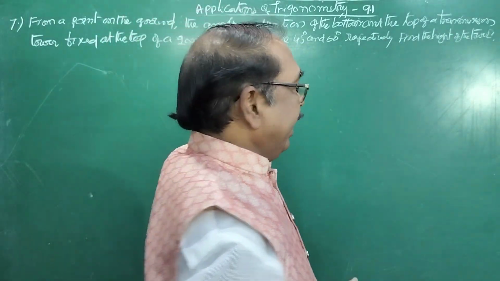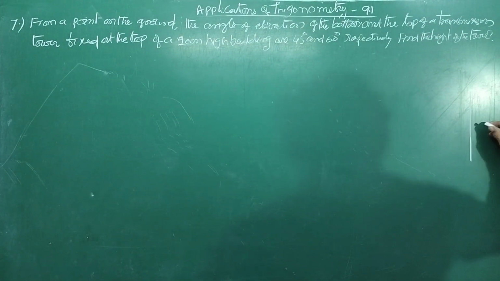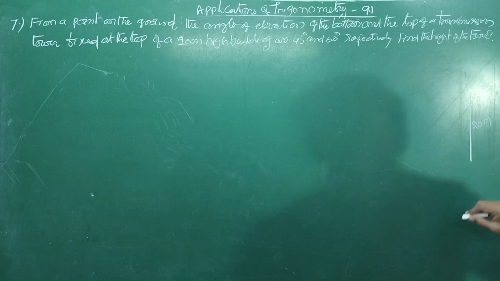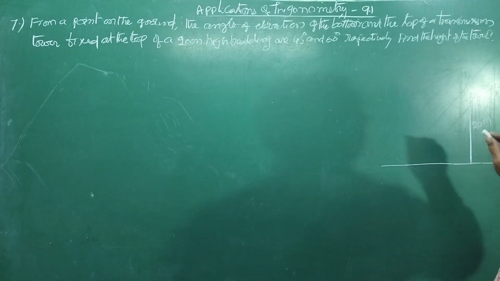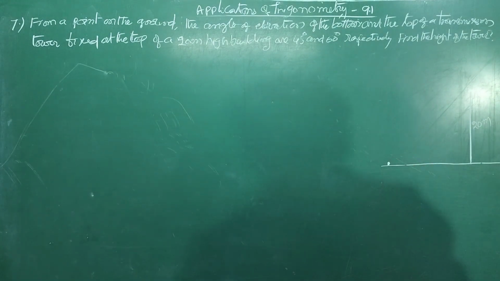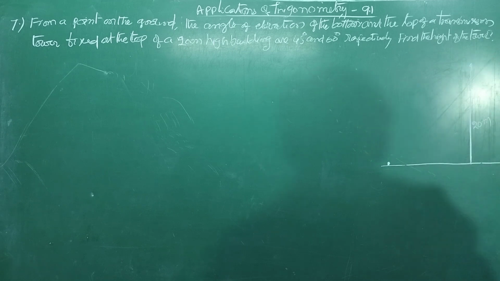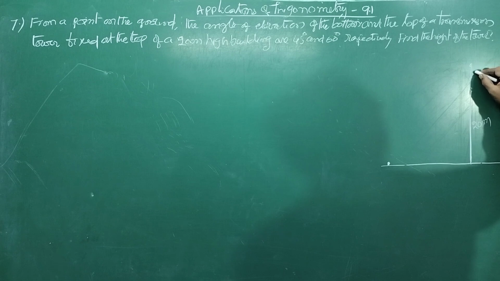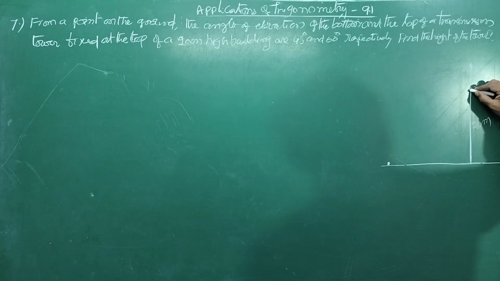Here, a building is there. It is 20 meters. It is the foot of the building, the base. A man is there. On this building, a tower is fixed. That means what is this length? We don't know. It is X meters. Up to here is the building.